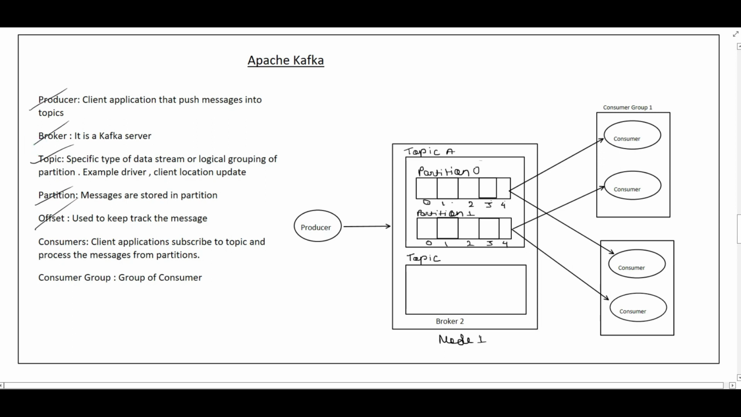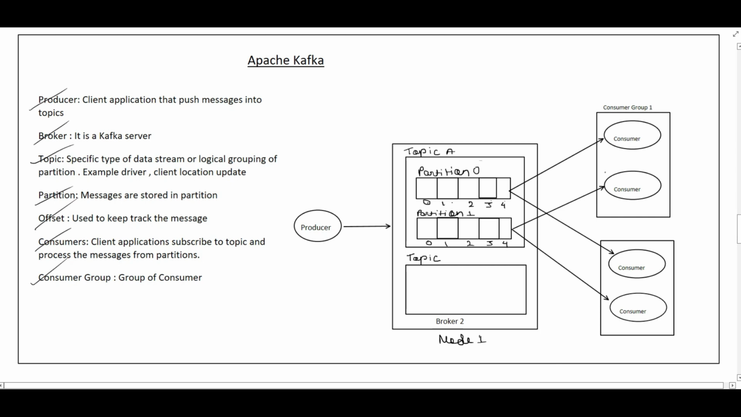And next we have a consumer. Basically this consumer will subscribe to the topic, so it can read the messages from the partitions. And a group of consumers is called a consumer group. So this is overall about the different components of Apache Kafka.